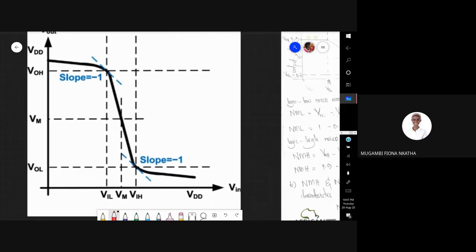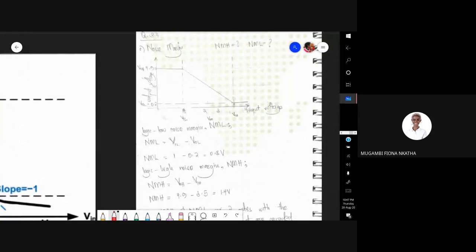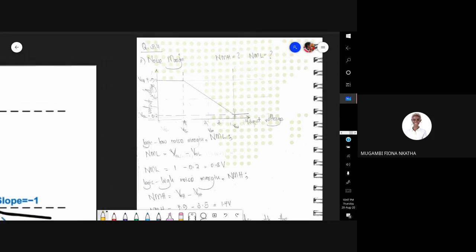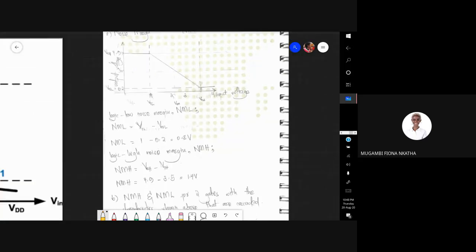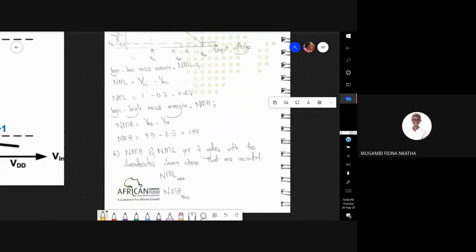When you apply this, we find our VIL to be 1 and our VOL to be 0.2. Then you find noise margin low is 0.8. For noise margin high, you have VOH minus VIH, so that's 4.9 minus 3.5. We assumed that the value here between 3 and 4 is 3.5. So yes, we had a problem.